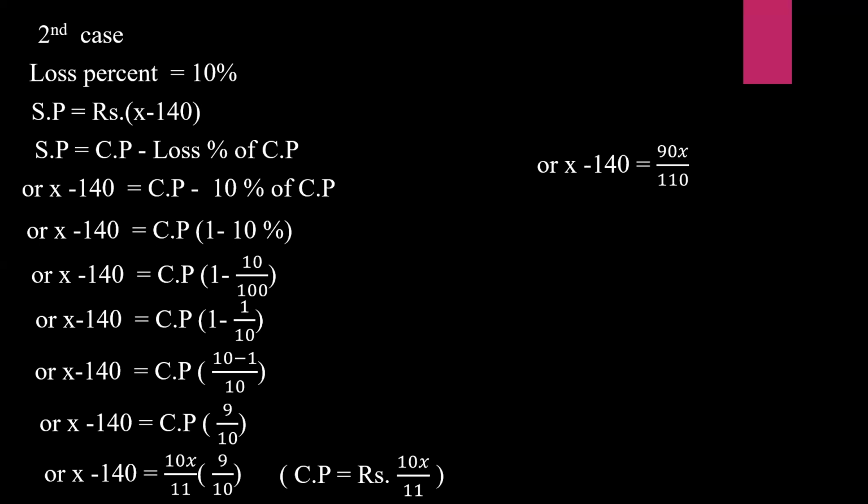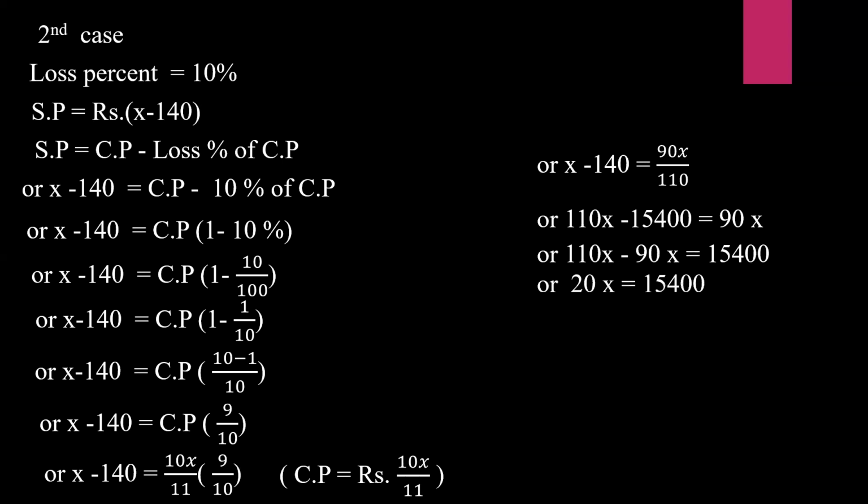So here we can cross multiply: 110 times X minus 140, if you multiply 140 with 110, it will be 15,400, is equal to 90x, right? So let's transpose: 110x minus 90x will become 15,400, and it will give you 20x equals 15,400, and that is x is 15,400 divided by 20. So it gives you 770. So this is the value of X.